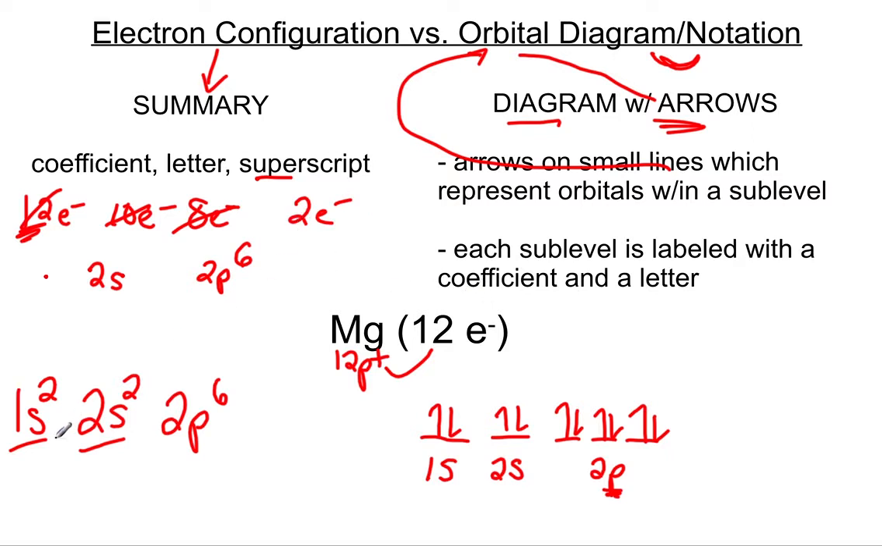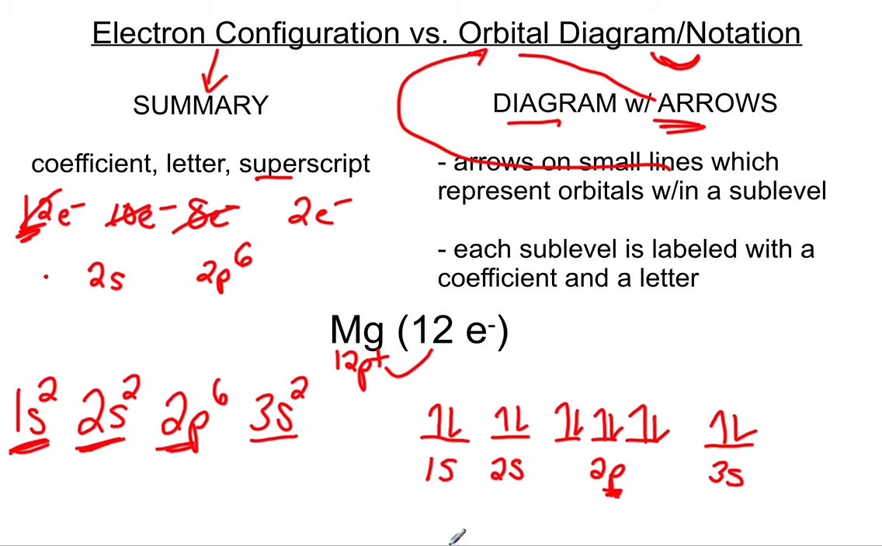And where do they go? Well, they can't sit in the first row. They can't sit in the second row at all because 2s and 2p are filled. So they're going to have to go to the third row. 3s, and they can both sit there. So I'm going to draw a little orbital. 3s, and they can both fit there.